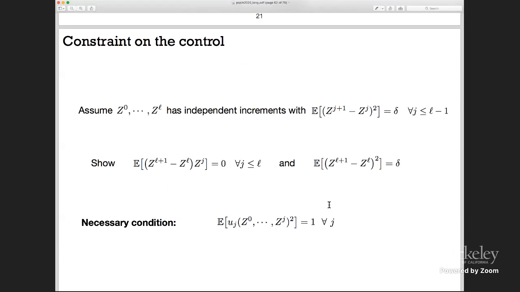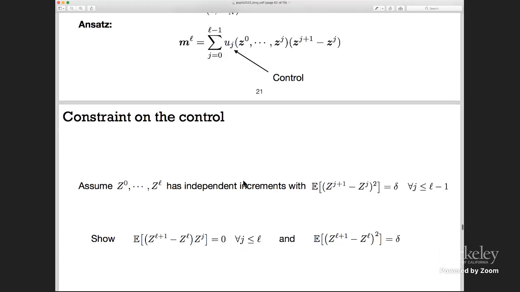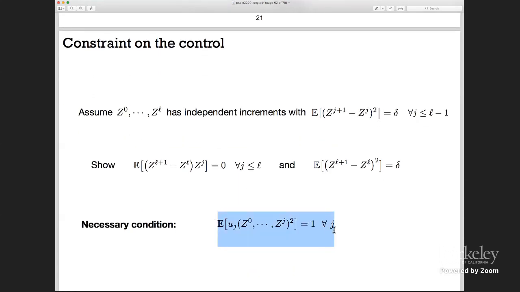Basically there is a constraint on these functions U_j that arises from the algorithm. So I cannot have any U_j I want. There is a constraint that I have to implement, and that constraint is that the second moment of U_j has to be one for all j. That comes from the Brownian nature of the orthogonal increments constraints of the algorithm. If you assume that the algorithm produces a Brownian motion up to time t, and you want to show that it still produces a Brownian motion up to time t plus one, you have to verify the conditions of the Brownian motion, which are independent increments, and that each increment has variance delta. That implies necessarily that this condition has to hold.